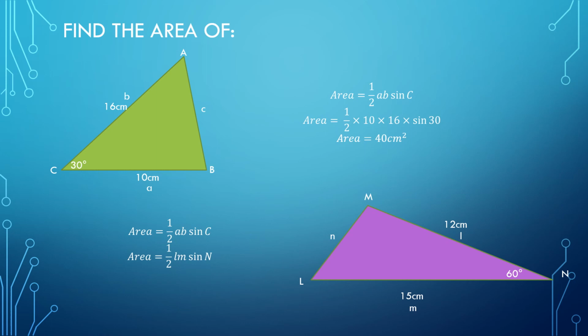After that, all we need to do is substitute in our numbers. So we've got a half times, what number is there on the L side? I've got 12. What number is there on the M side? I've got 15. What angle is there at N? I've got 60. Turn to our calculator, crunch our numbers, and we get 77.9 square centimetres.